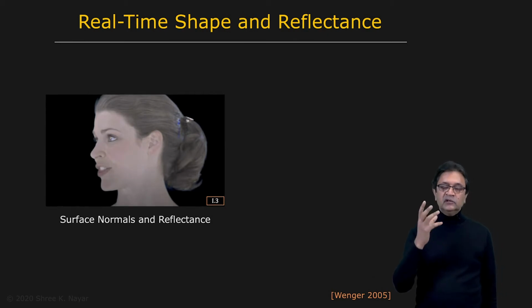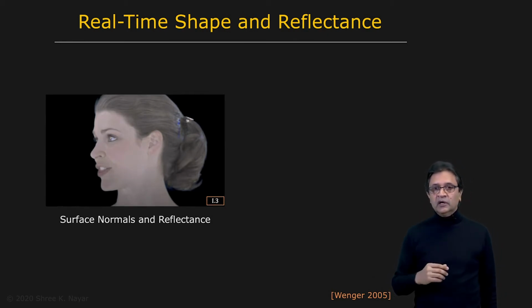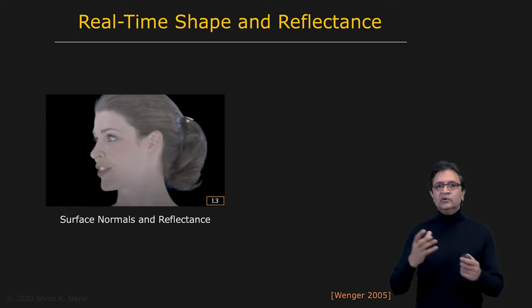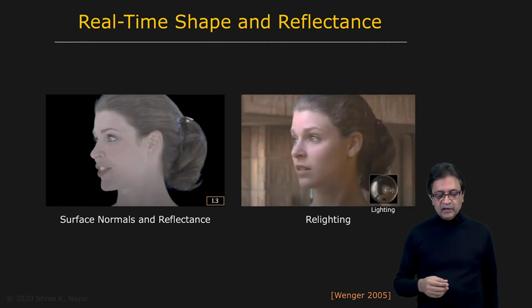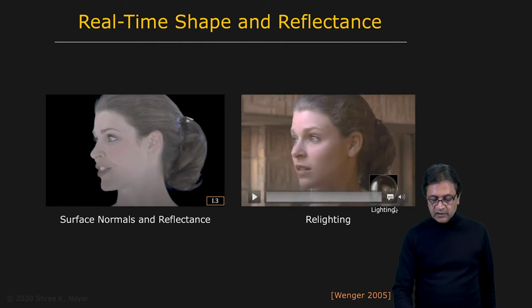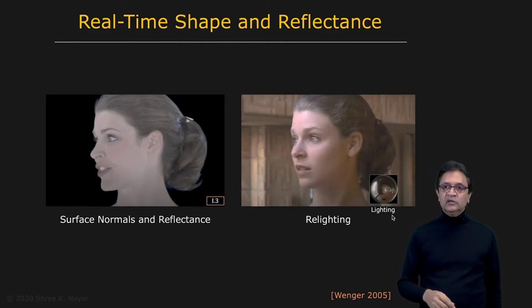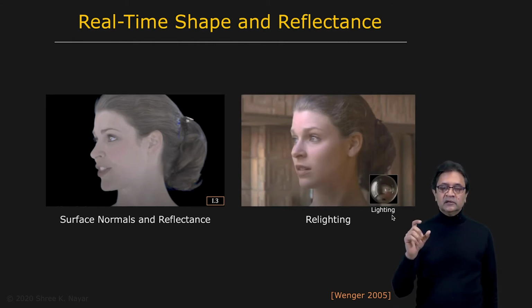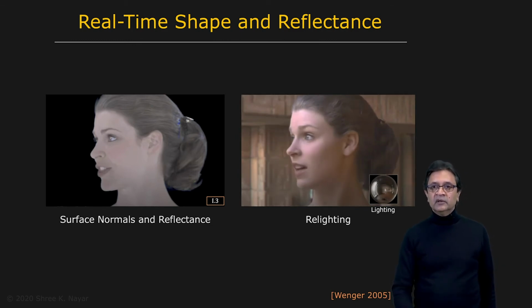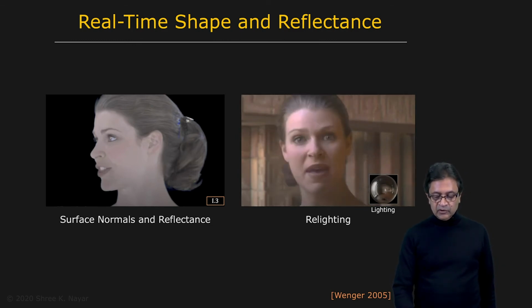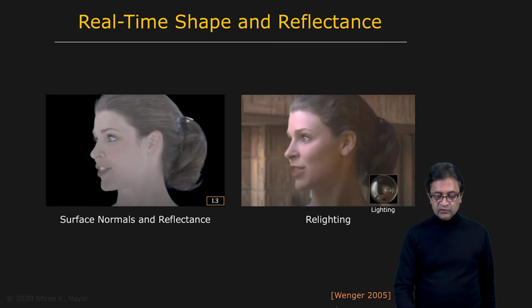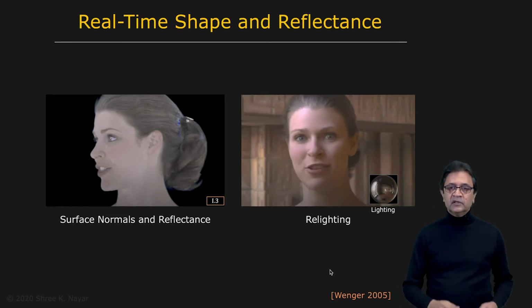So once you have the three-dimensional model and you have the reflectance properties, you can literally drop this person in any environment. And in this particular case, the environment has this lighting. The lighting is being shown in this tiny little circle here. And so that's the lighting of the environment, and you can render them under that lighting because you have all the information needed to do so. So that's relighting.